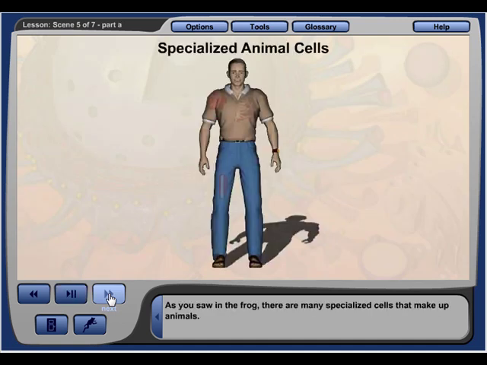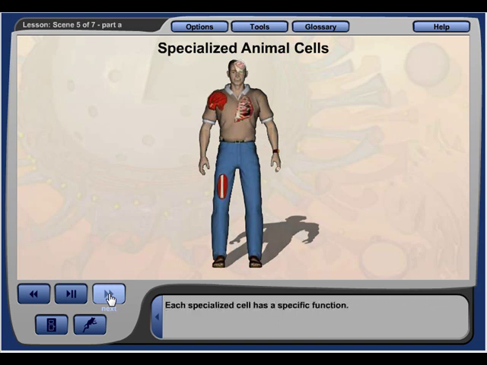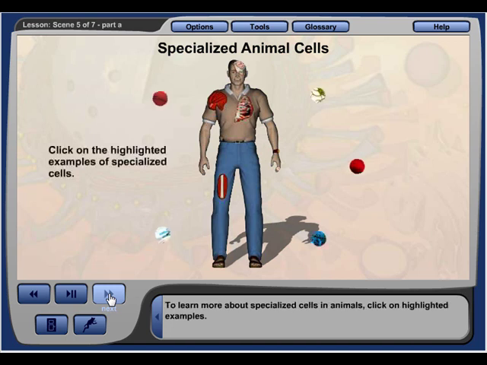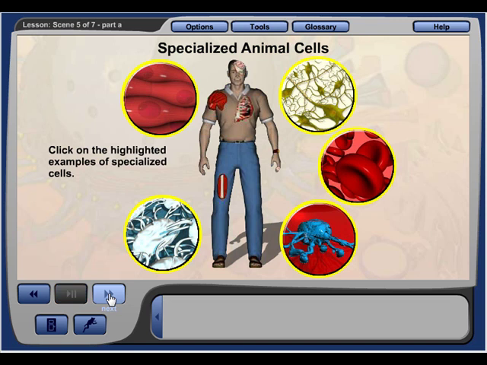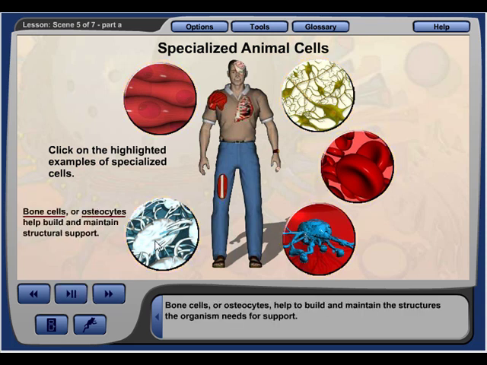As you saw in the frog, there are many specialized cells that make up animals. Each specialized cell has a specific function. To learn more about specialized cells in animals, click on highlighted examples. Bone cells, or osteocytes, help to build and maintain the structures the organism needs for support.